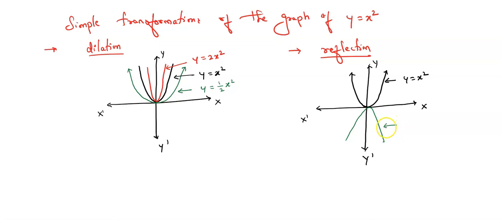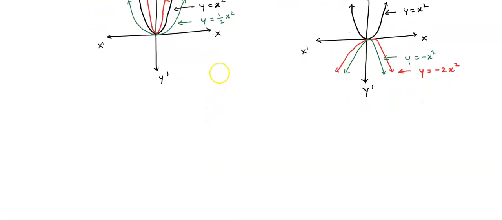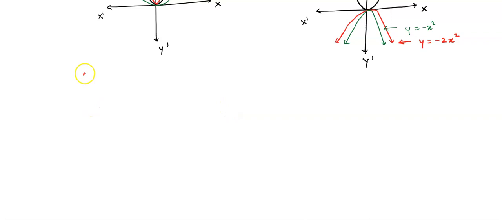So this is a parabola curve. Let us say y equals negative x square. Just I am taking an example. So this is my y equals negative 2x square. So this is the reflection. Okay, then the last topic is translation.